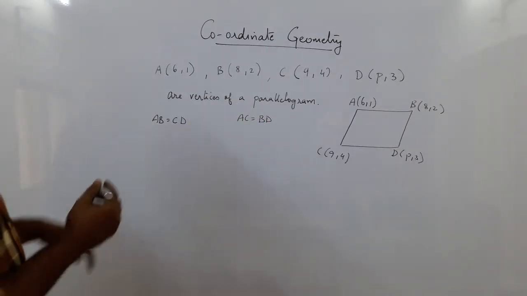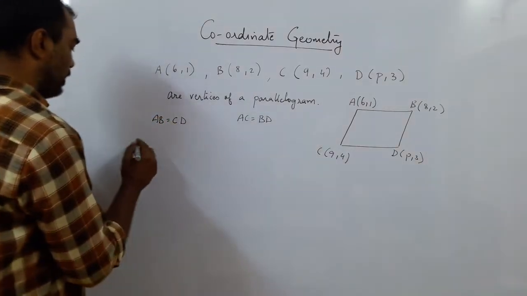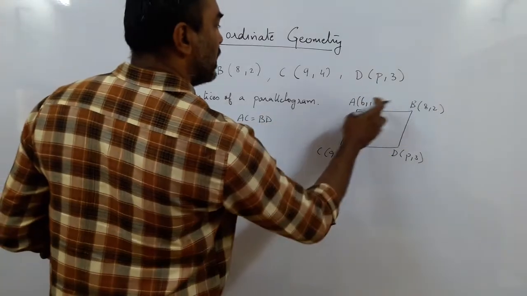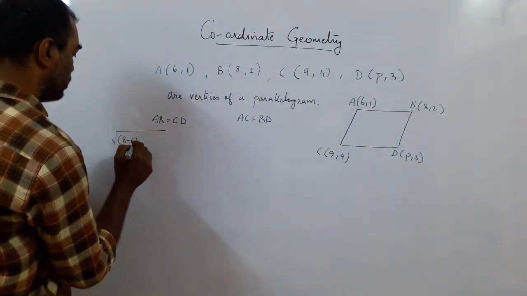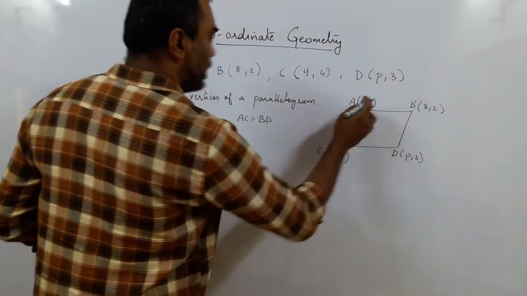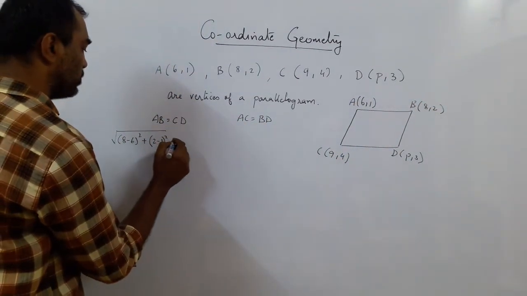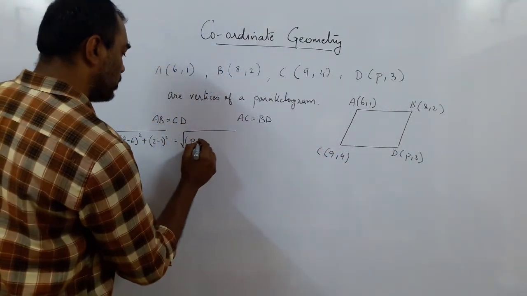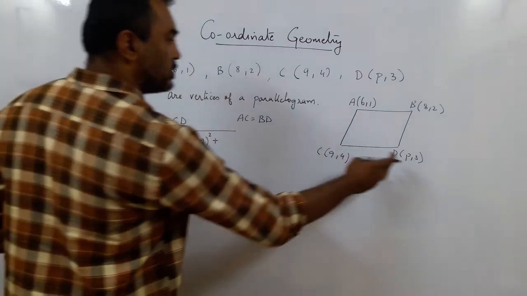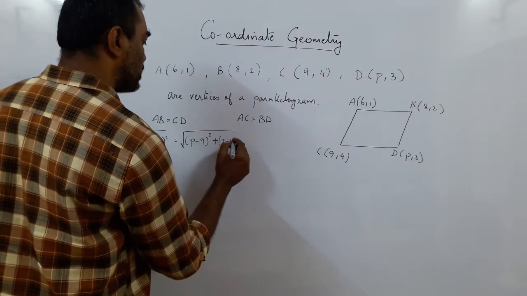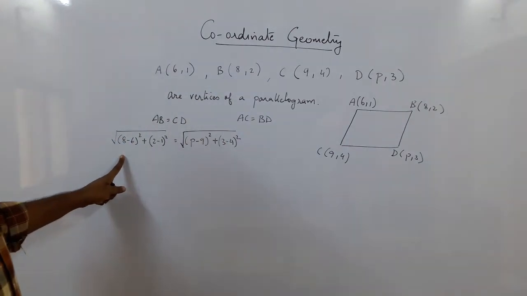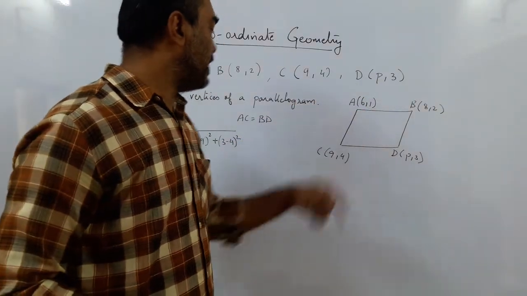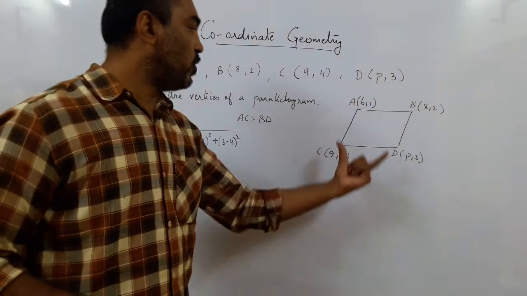So what is AB equal to? I'll do it directly. AB is equal to under root 8 minus 6 the whole square plus 2 minus 1 the whole square, and CD is equal to under root p minus 9 the whole square plus 3 minus 4 the whole square. I hope you understand what I did here. Distance formula. Why did I use the distance formula? Because it is given it is a parallelogram, opposite sides are equal.